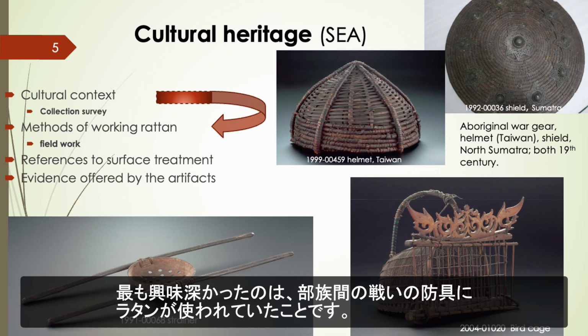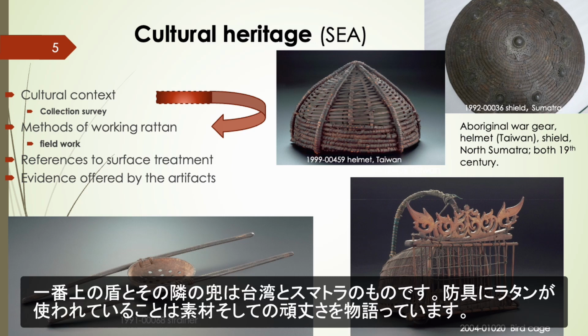The most interesting, I thought, was the use of rattan to create and structure protective war gear to shield the warriors in tribal wars. The shield, which is shown in the top and next to it a helmet, were made in Taiwan and Sumatra. The use of rattan in making the war gear is also testimony how durable that material was.